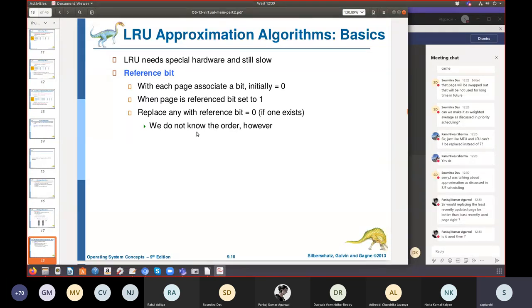However, we do not know the order. So this is not least recently used in the stricter sense of the term. It is basically keeping a very simplistic note of which pages have actually been accessed and which pages have not been accessed. And then it chooses to replace one page which has not been accessed, if such one exists. This bit will remain 0 for a page if it has never been accessed. So if such a page exists in memory, but has never been used, then this scheme will replace it. But of course, this is too simplistic.